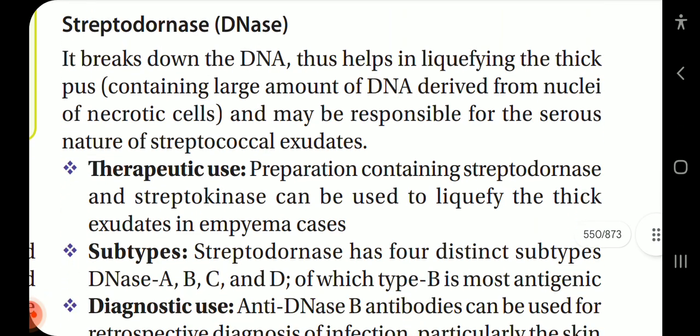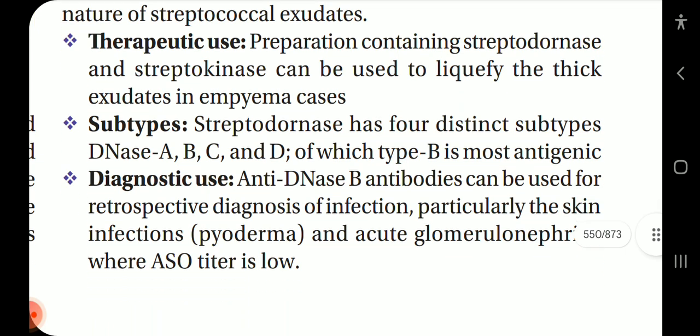Streptodornase, DNase. It breaks down the DNA, thus helps in liquefying the thick pus containing large amounts of DNA derived from nuclei of necrotic cells and may be responsible for the serous nature of the streptococcal exudates. Therapeutic use: preparations containing streptodornase and streptokinase can be used to liquefy the thick exudates in empyema cases.